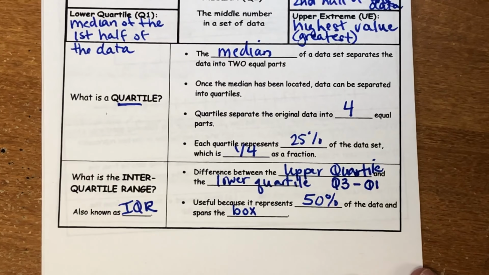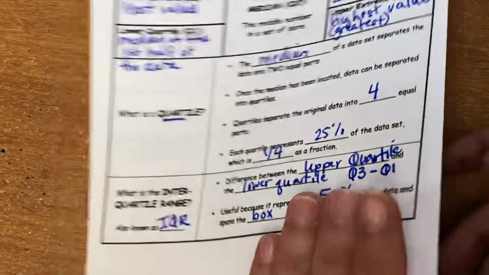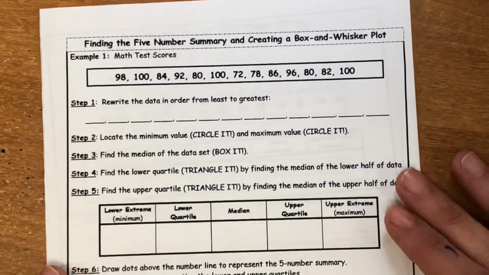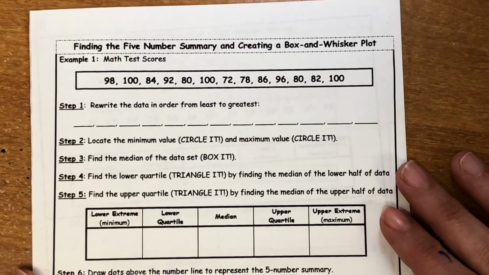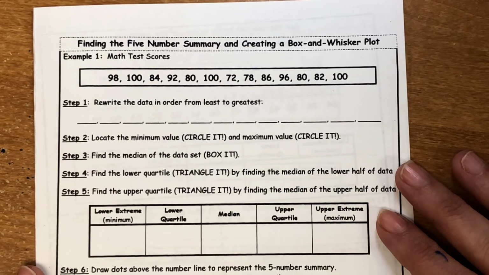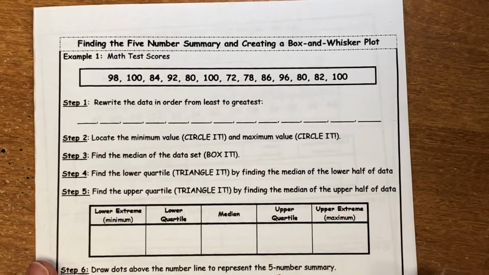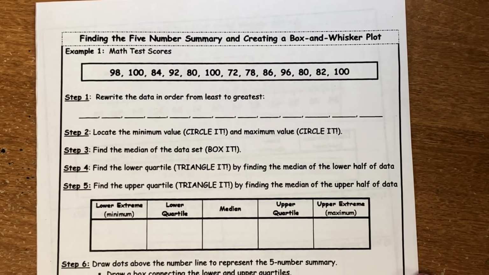So let's put this all together. On the other side of your notes, we are going to put together a box and whisker plot using the 5-number summary. The very first thing you want to do, since I've got all this data, is order the data from least to greatest.